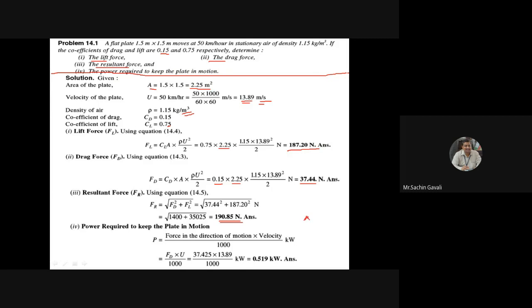Lift force is responsible for lifting the object so that it will achieve height, and drag force is required to get the maximum distance traveled, the horizontal distance traveled in the direction of flow. So to keep the plate in motion, which component of force is required here? Drag force in the direction of motion into velocity, that is FD into U divided by 1000, so that we get the answer in kilowatt.